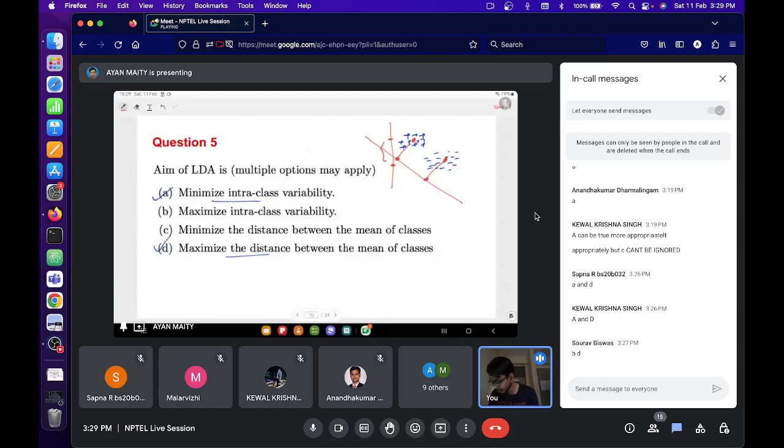And then there is another objective, which is that we also try to minimize the intra-class variance. So this is one class, this is another class. We try to minimize the intra-class variance so that all the points within a given class are very close to each other. So these are the two objectives of LDA: minimize intra-class variability and maximize the distance between the classes.